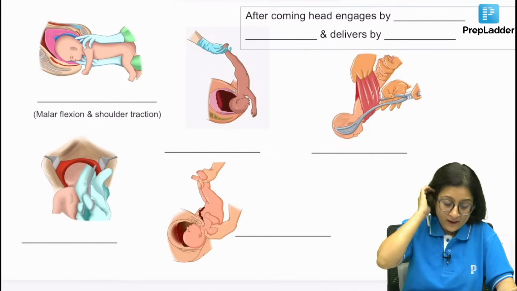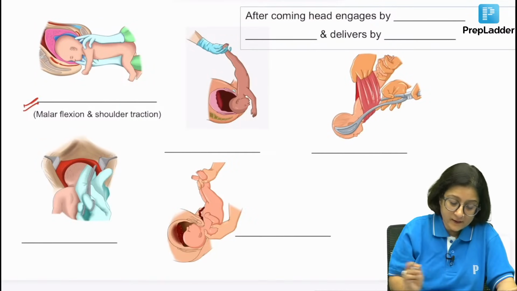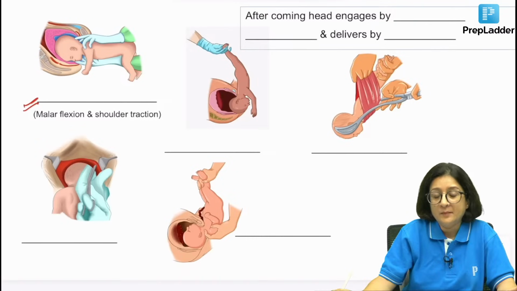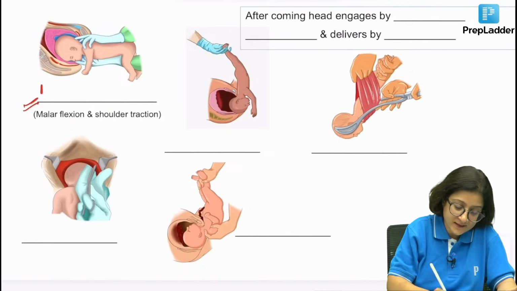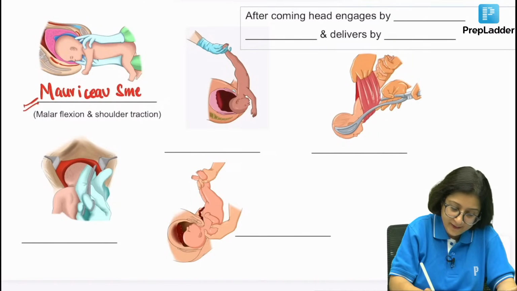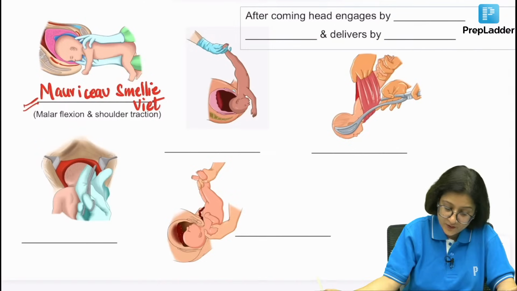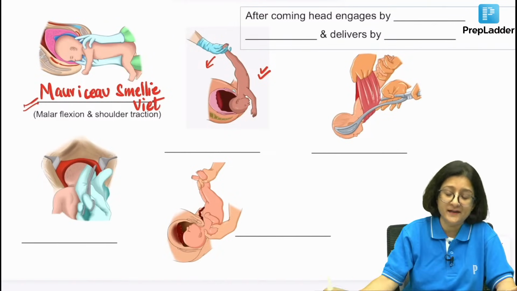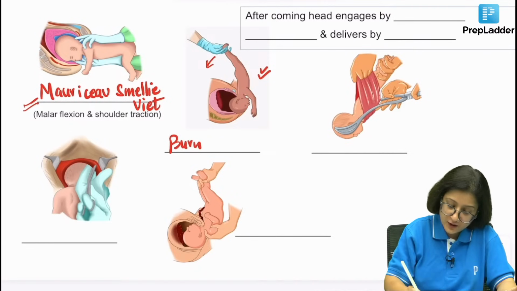Now, fine. Look at this one here. First maneuver, malar flexion and shoulder traction. This is Mauriceau-Smellie-Veit, MSV. Now, what is this here, where we are grasping the baby's feet and bringing the feet towards the maternal abdomen? This is Burns-Marshall. This is Burns-Marshall.